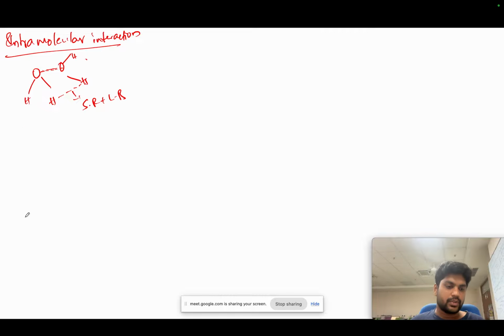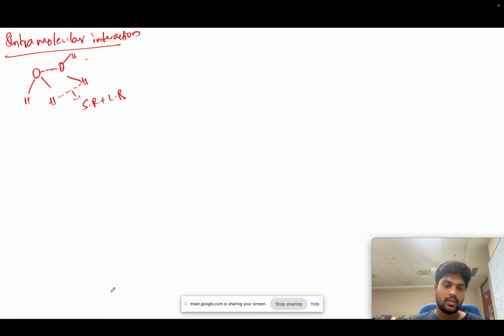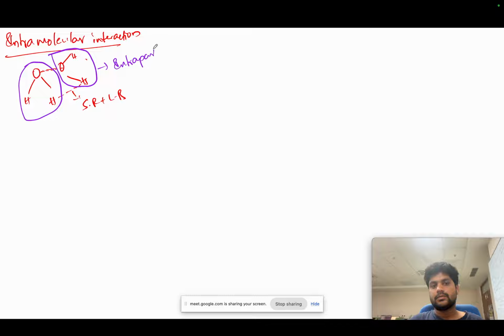But what about these ones? What about the intraparticle? Like what about this one and what about this one? So that is called intraparticle. So the differences we have are bonds, angles, dihedrals.